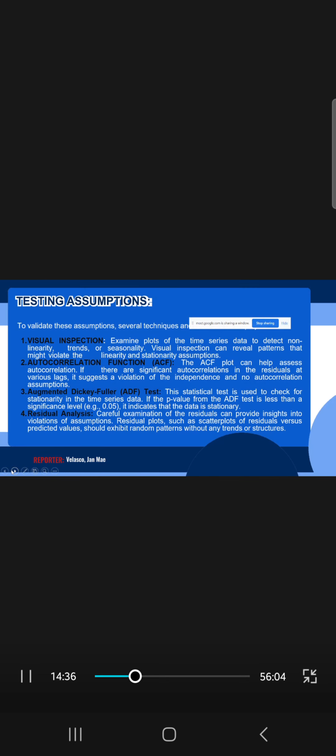And now let's proceed to testing assumptions. So what is this testing assumptions? So to validate these assumptions, several techniques and tests can be employed. So there are 4 aspects of testing assumptions. So first is visual inspection.